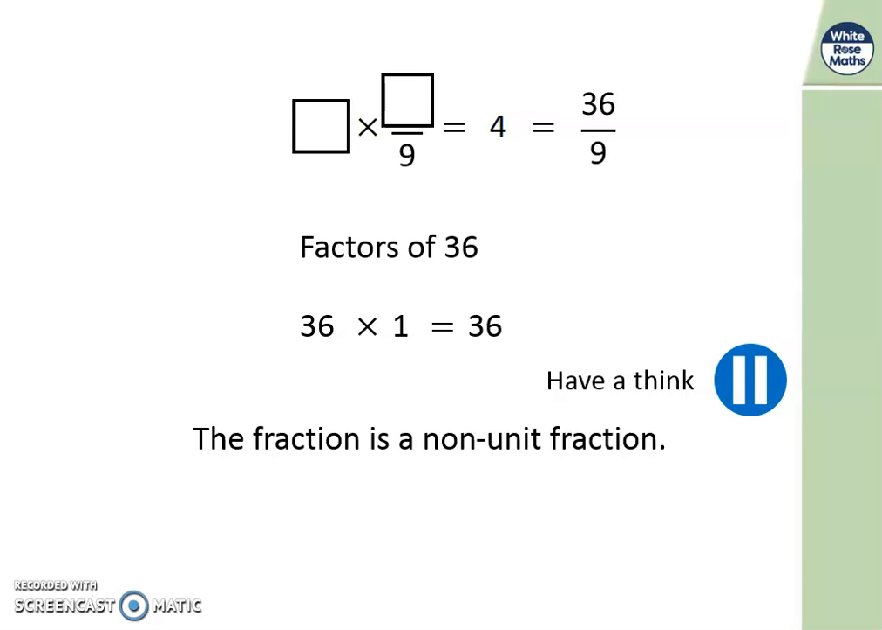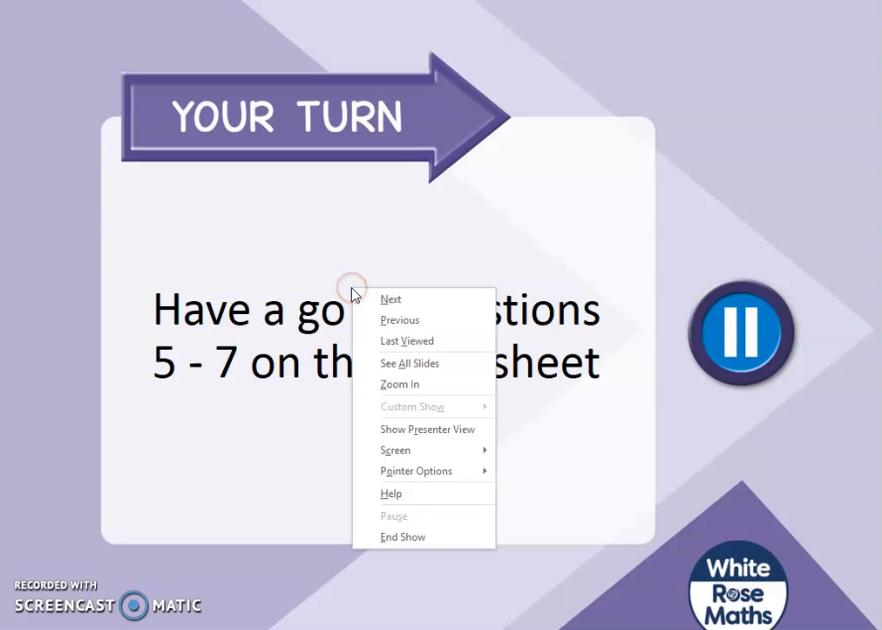Let's see what you came up with. I could have 18 times 2 to get 36. So it could be 18 times 2 ninths. There are lots of other possibilities. I wonder if you found them.